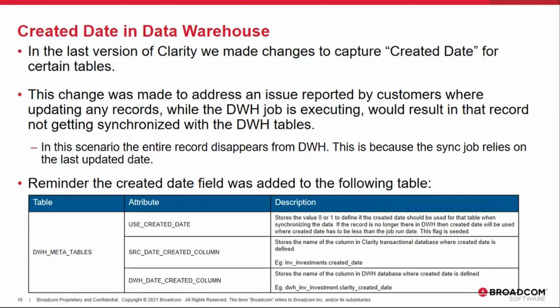To address that, we introduced a created date column, which would basically tell us what time we should use for that specific record that got modified while the synchronization was running. We only had it for selected tables in the previous release. However, in this release, we've extended that functionality for other parts of Clarity application synchronization.